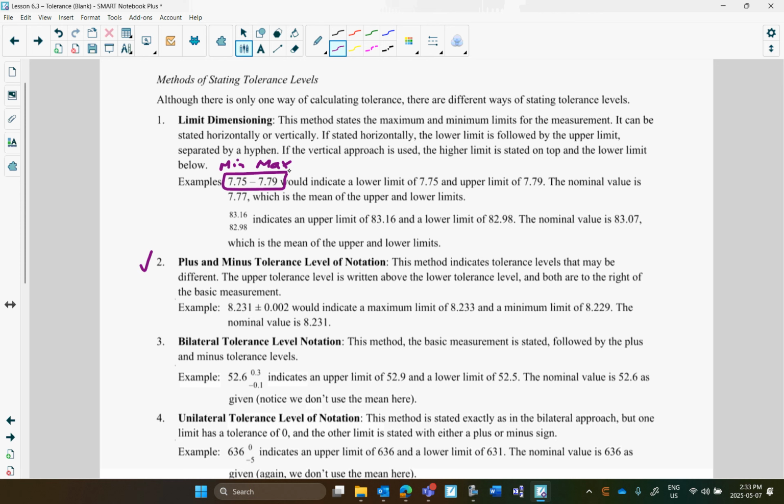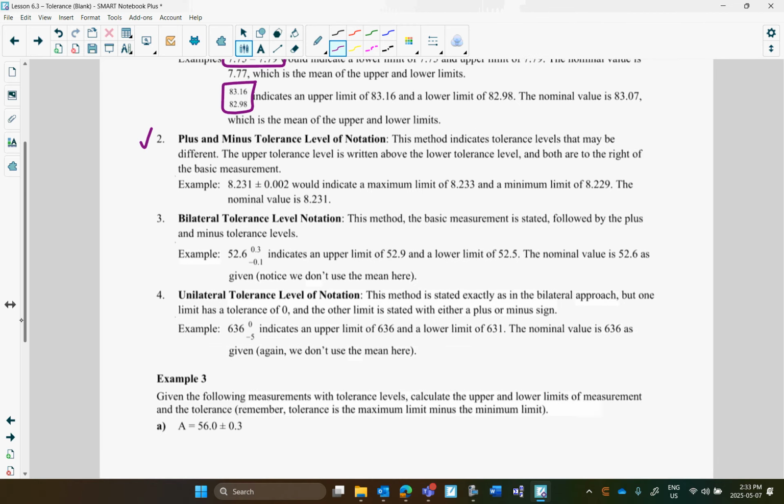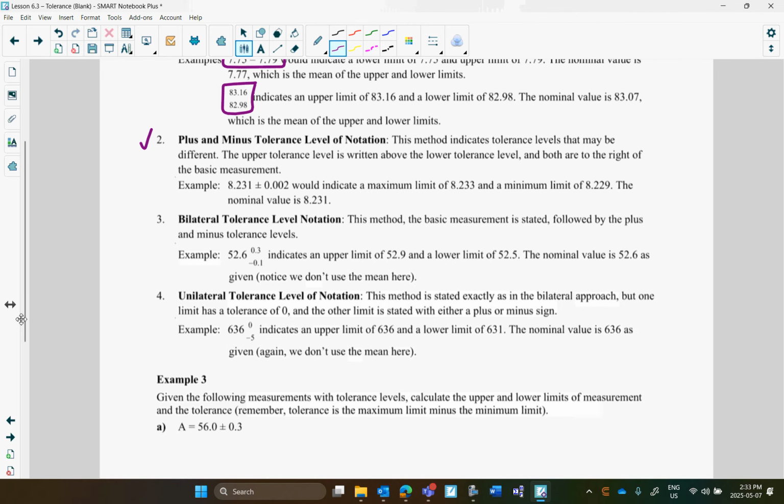It may be shown like this, where this is the lower or minimum, and this is the maximum. So that's limit dimensioning format. Again, this doesn't show the nominal value, but you can calculate it by adding these two together and dividing by 2. Then there's something called bilateral. Bilateral looks like this, so it gives you the nominal value.